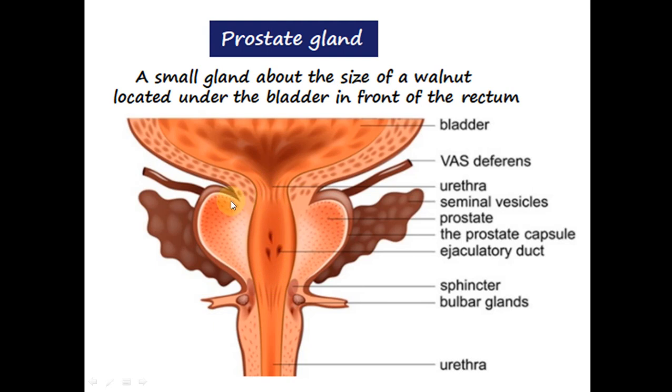And the prostate gland itself is a compound tubulo-alveolar gland. It is surrounded by a connective tissue capsule that contains fibrous tissue and smooth muscles, and from this connective tissue capsule, septa arise and divide the prostate gland into a large number of acini that contain the glandular tissue.